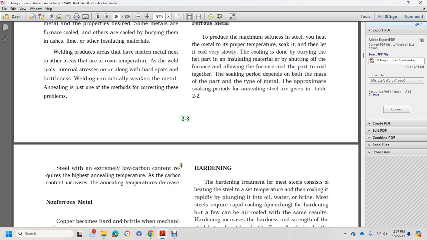Steel with extremely low carbon content requires the highest annealing temperature. As the carbon content increases, the annealing temperature decreases.